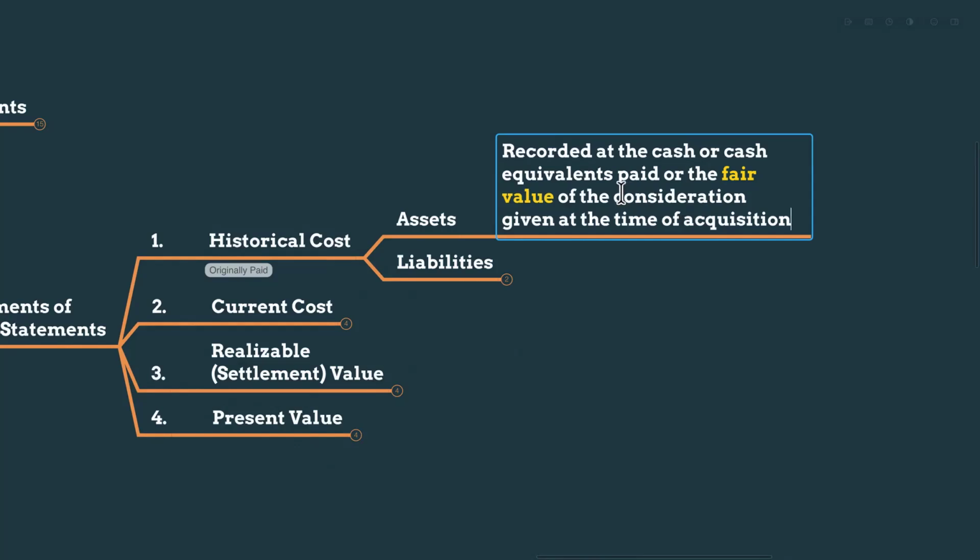The fair value of the consideration given. Consideration means the money we received or paid; usually we call it consideration in English. At the time of acquisition, when you purchase the asset, it may be 10 years ago, 5 years ago, or 3 years ago. That is what we call an asset's historical cost, right?